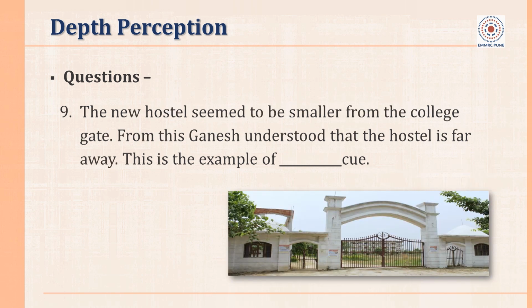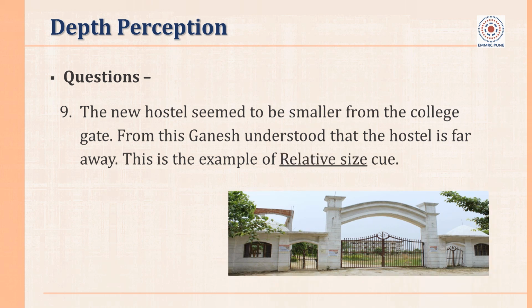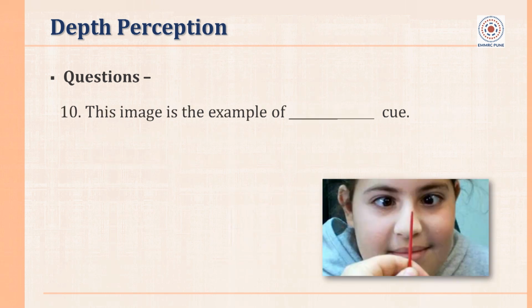Question 9. The new hostel seemed to be smaller from the college gate. From this, Ganesh understood that the hostel is far away. This is an example of dash dash cue. Answer of question 9 is relative size. Question 10. This image is an example of dash dash cue. Answer of question 10 is convergence.